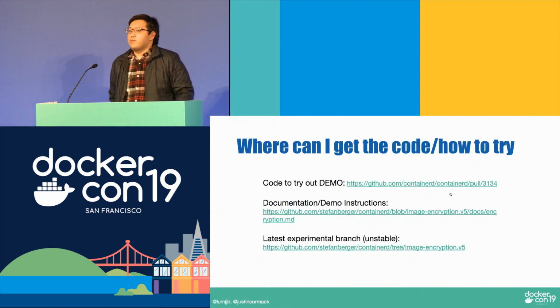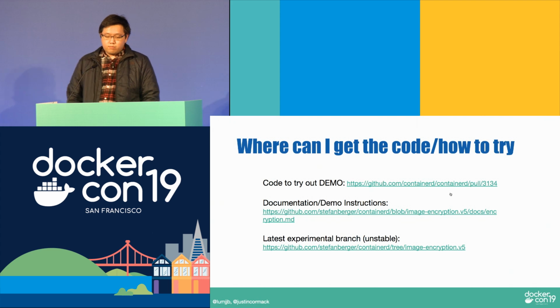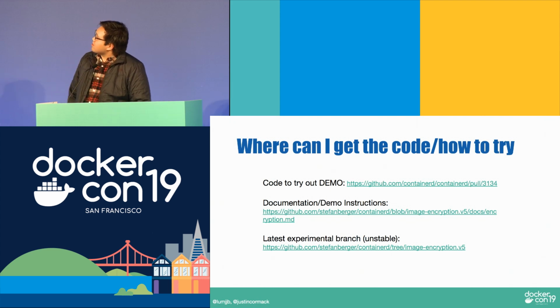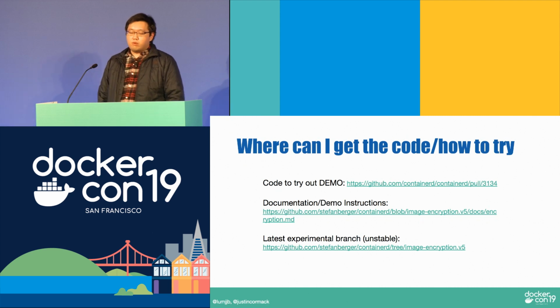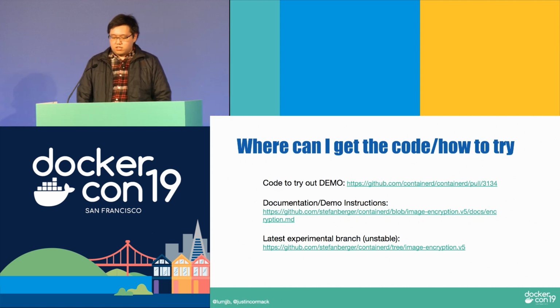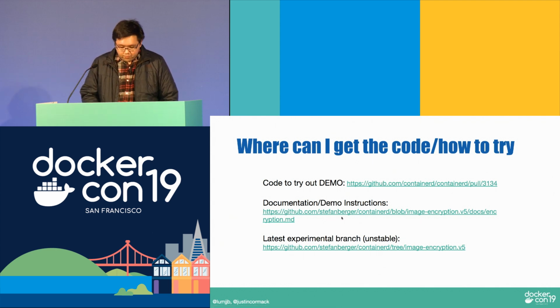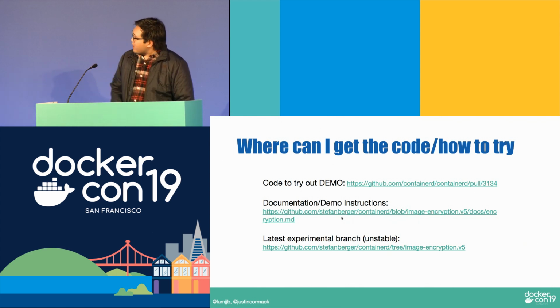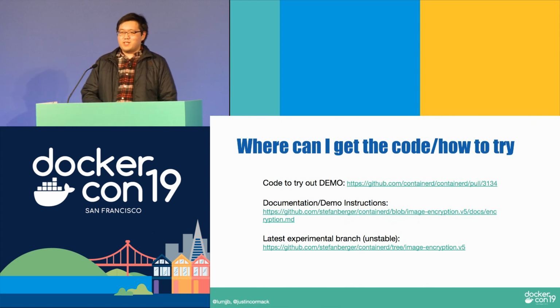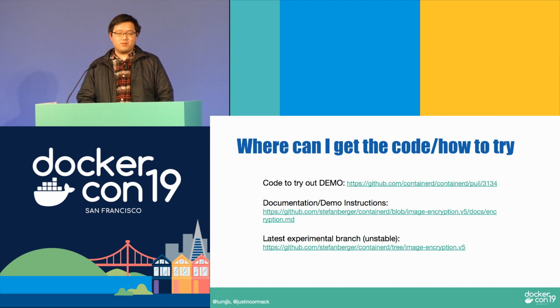Whatever you just saw can be available in the branch of this pull request that we have open right now. So you can go in and clone the branch. There are several steps within this documentation that you can follow to reproduce whatever you saw in the demo. We also have an unstable, latest experimental feature branch that we are working on integrating with other orchestration systems if you want to play with that as well.